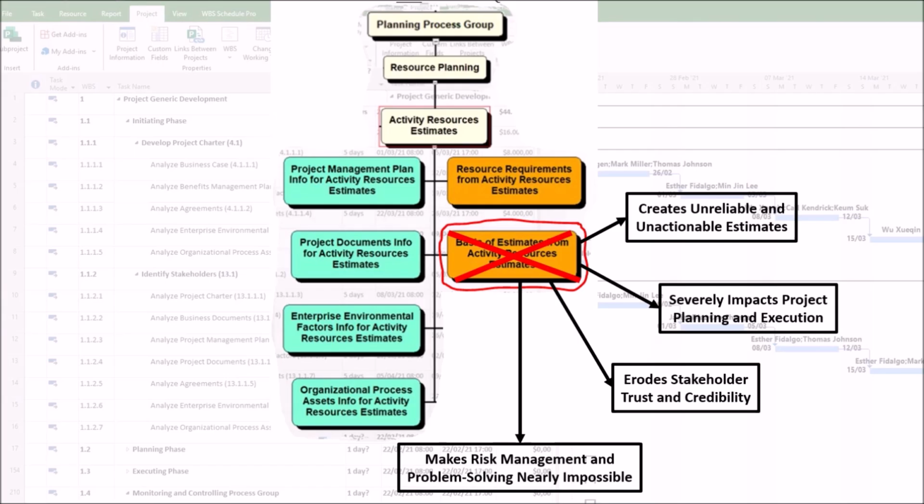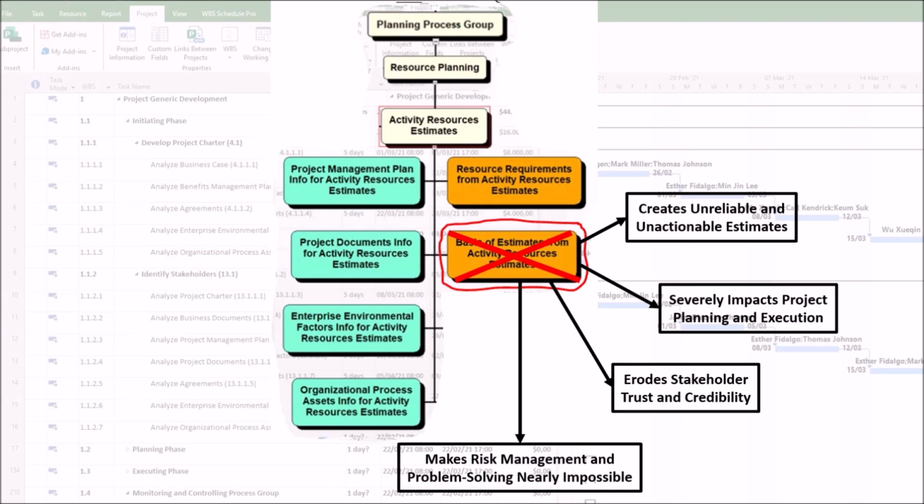First, you have hidden assumptions and constraints. The basis of estimates is where you document assumptions, such as team will be co-located, and constraints, such as crane is only available 8 hours per day. A poor basis of estimates leaves these hidden. When an assumption proves false, such as the team is distributed, or a constraint is hit, it becomes a surprise crisis, not a managed risk.